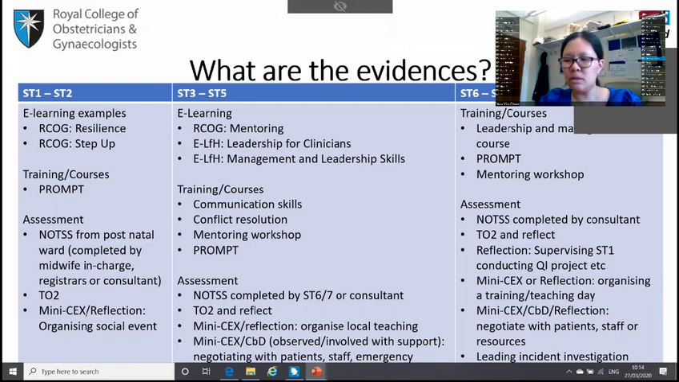And obviously, depending on what level you are, you need to get the appropriate people to do your assessment. ST1 to get your ST6, 7 to do, or your consultant to do. Don't get ST3 to do your NOTSS assessment, probably not quite the right level. So get the appropriate people to do your assessment as such.